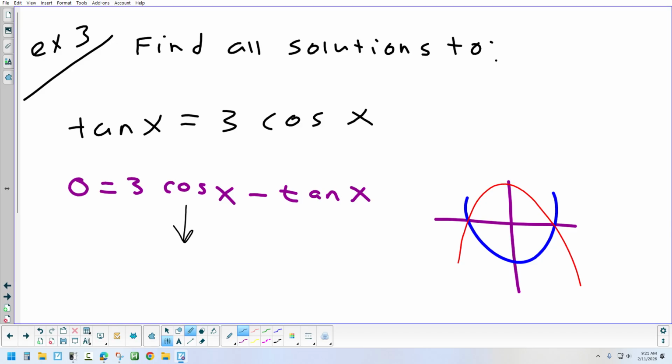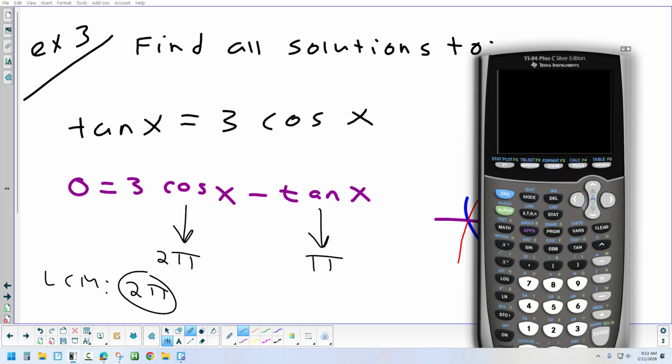Yep, 2 pi. What's the period of tangent x? Yep, pi. What's the least common multiple of 1 pi and 2 pi? 2 pi. Okay, so now I know what to set my window to. I also know what to add on the end of every answer that I find. Okay, let's put that in Graphically.